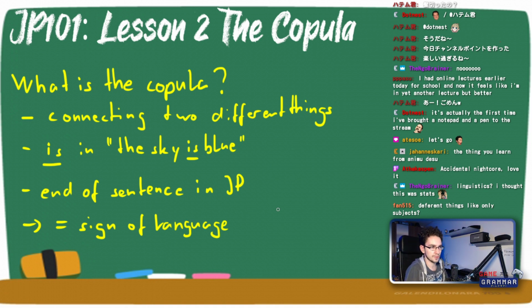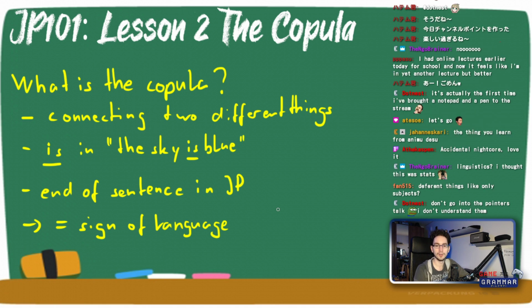We have this word that describes a specific function of a word in linguistics called the copula. It connects two different things. It is the word "is" in "the sky is blue" that is the copula. Why? Because it connects the words sky and blue. It assigns to the subject sky the property blue. Don't go into pointers talk, I don't understand that. We're not going to talk about pointers today. There's going to be no dereferencing of things.